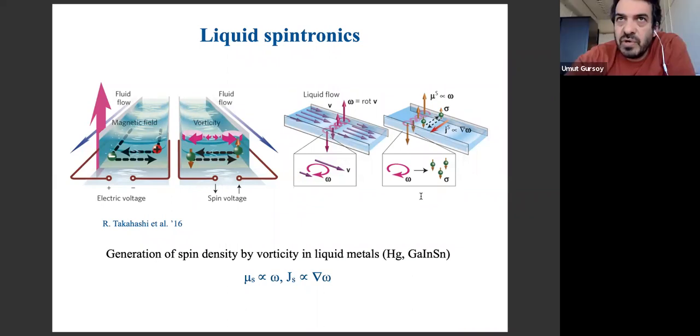But I will tell you that there is a generalization of this concept. What would be sourcing the spin current would be something like a spin chemical potential. So I will introduce this concept of spin chemical potential. And that would of course be equivalent to vorticity in near equilibrium, but it doesn't have to be in general. So I will generalize from this.